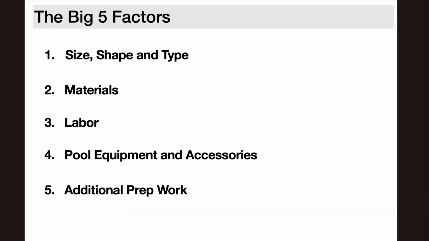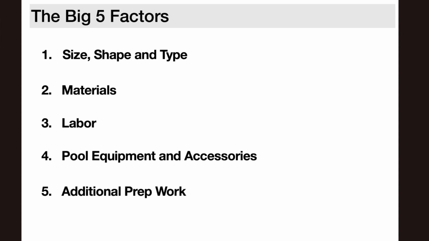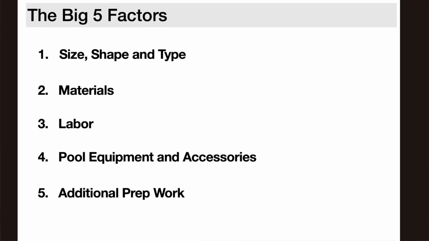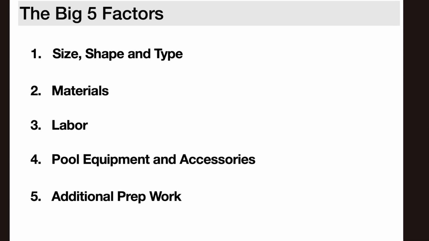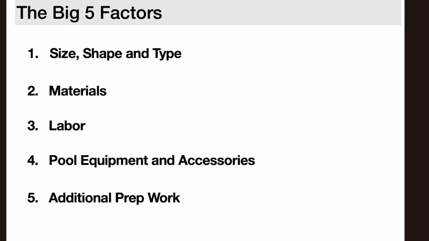So there's 5 big factors. First, size, shape, and type. Second is going to be your materials. Then labor, and then pool equipment and accessories, and additional prep work. All those 5 factors are the biggest ones. Obviously there's other little ones, but these basically cover the majority and the biggest costs of your pool project.